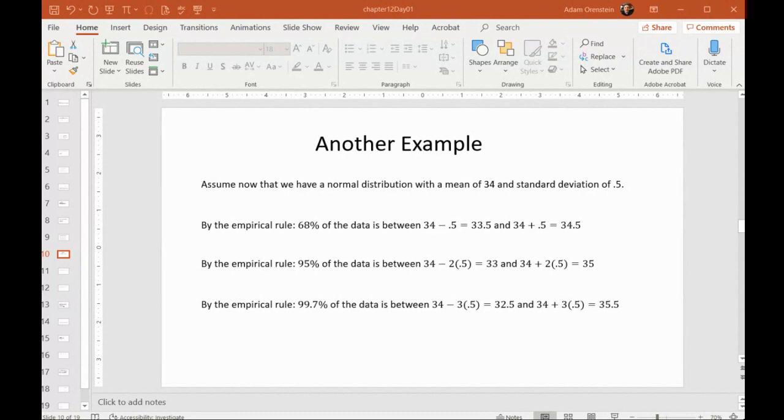Now, I don't know if I drew a graph, but let me double check. Oh, I didn't. But I think we should stop here because I don't want to get too far ahead of the other class.